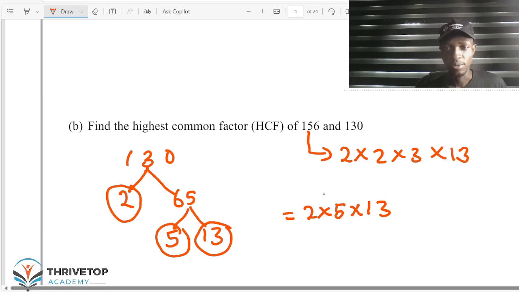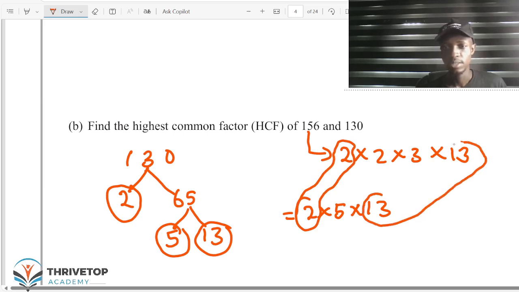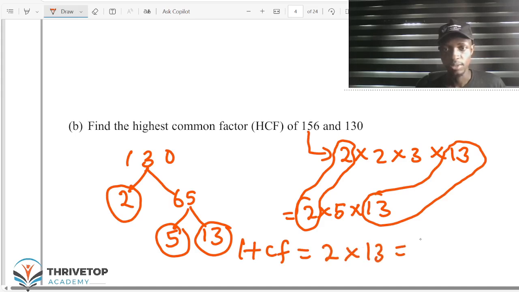So what are the numbers that are common to both? We have 2 is here and 2 is here. And what else is common? We have 13. These two are common. So therefore, the HCF of 156 and 130 is 2 times 13, and that is going to give us 26.